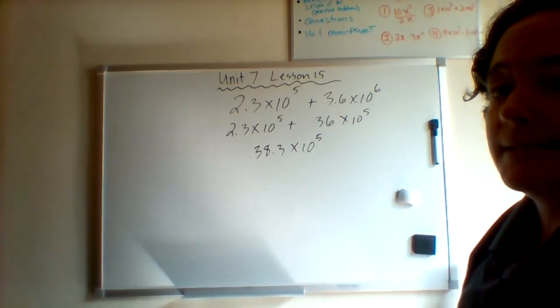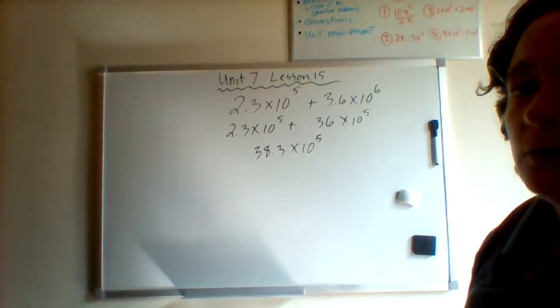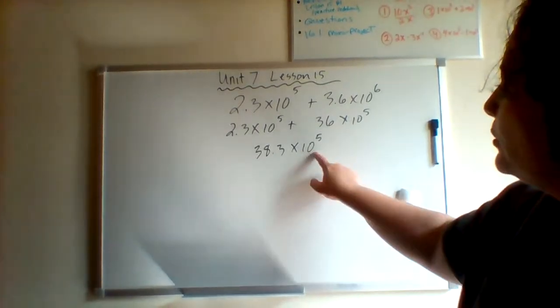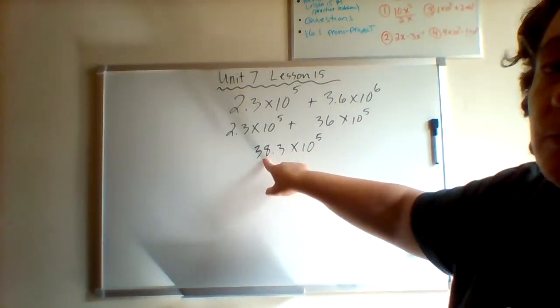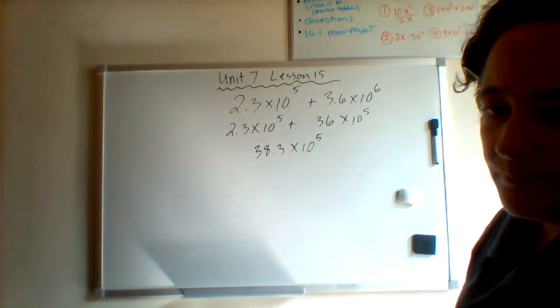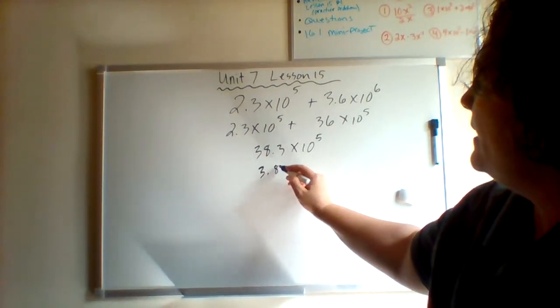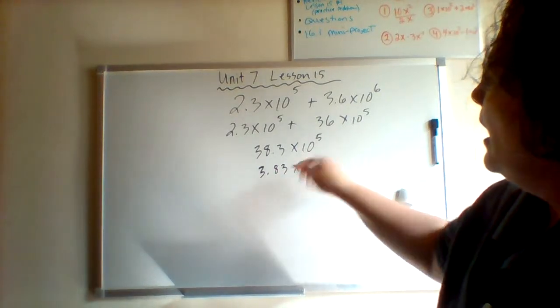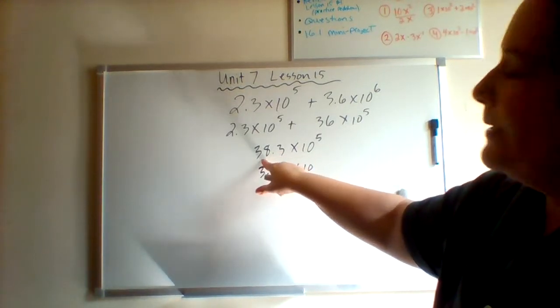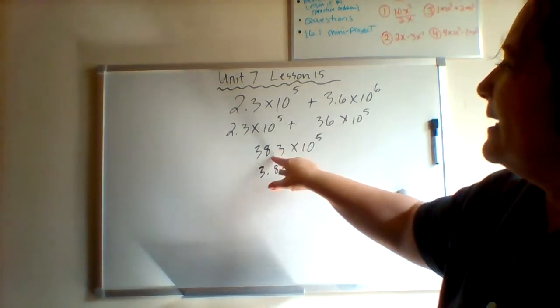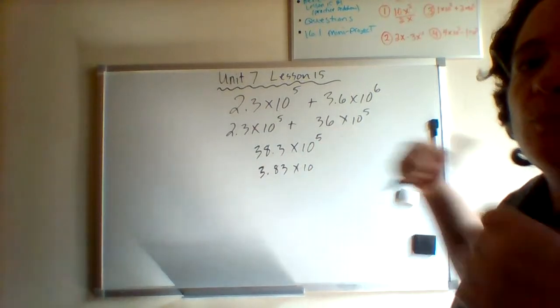Now, technically, this is not in scientific notation right now. In order to have it in scientific notation, this number has to be between 1 and 10. That means it has to be 3.83. But I moved it back, which means if you're moving it back, you technically have to move it more to the right.